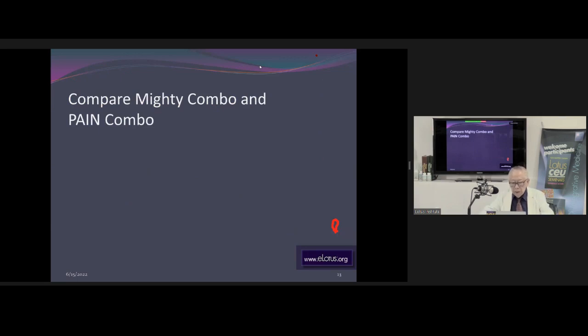Compare mighty combo and the pain combo. Like I said, kind of similar. The mighty combo is part, 30% of them are used for lump or mass inside the human body. But pain combo doesn't do that.